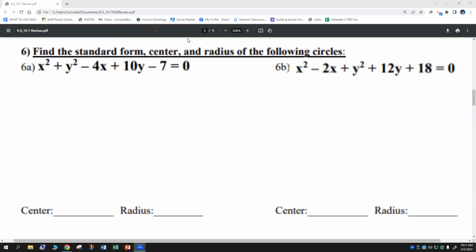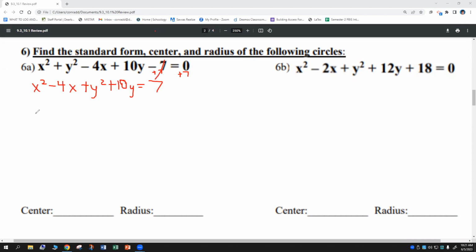All right. Now we need to complete the square. So first thing I'm going to do is line up my x's: x² - 4x + y² + 10y. And I'm going to move the 7 to the other side. I'm going to add 7 to both sides. So you get equal 7 on the right side.